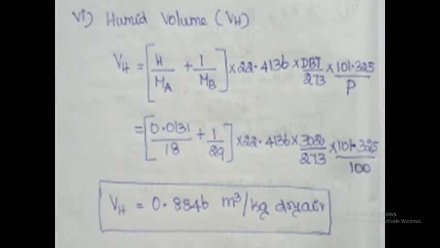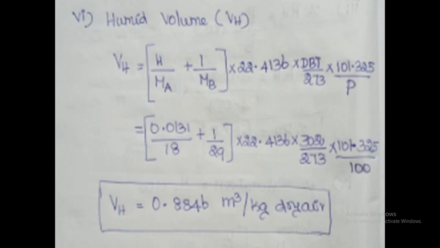Last division, humid volume. VH is equal to H by MA plus 1 by MB, into 22.4136 into dBT by 273, into 101.325 divided by P. From this expression, VH is equal to humid volume, capital H is equal to absolute humidity, already calculated value, take that value, substitute here.